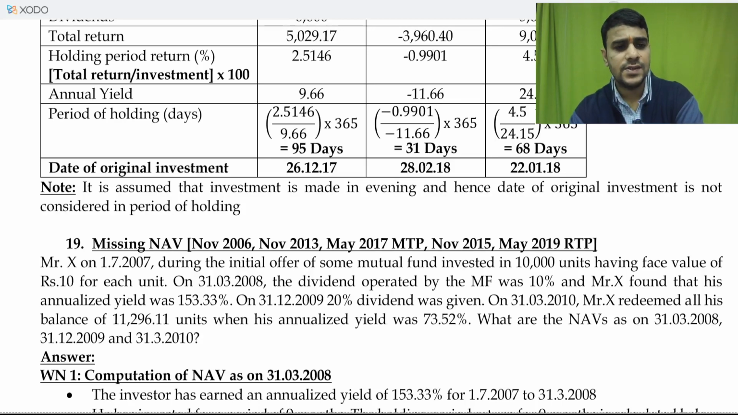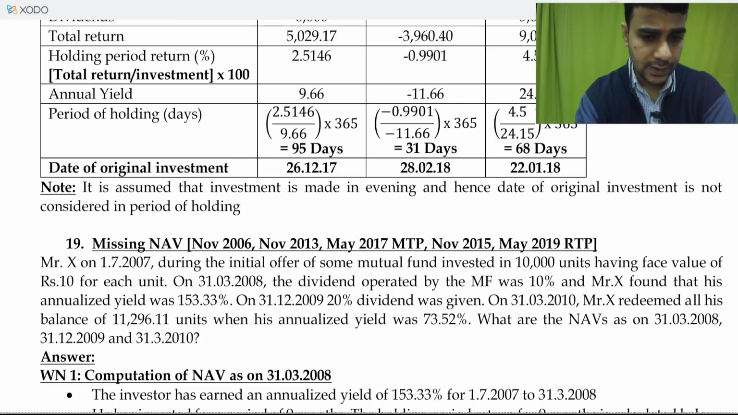Mr. X on 1/7/2007, during the initial offer, invested in 10,000 units having a face value of 10 per unit. On 31/3/2008, a dividend of 10% was paid. Mr. X found that his annualized yield is 153.3. On 31/12, a 20% dividend was given. On 31/3, he redeemed all the balance, 11,296. We are required to calculate three NAVs: 31/3/2008, 31/12/2009 and 31/3/2010.